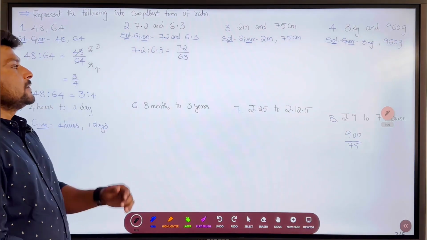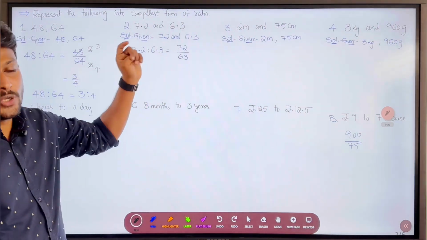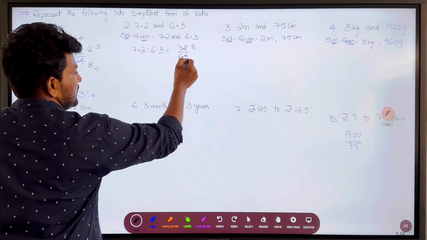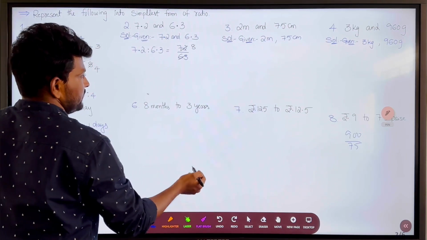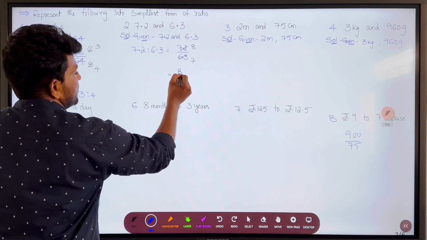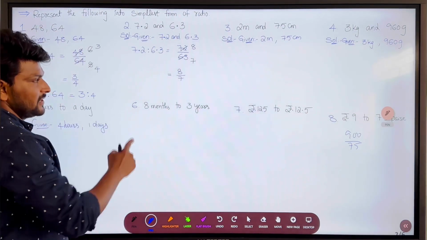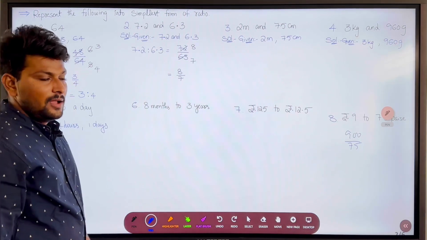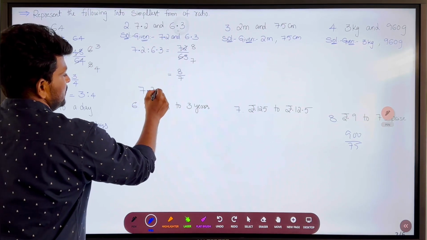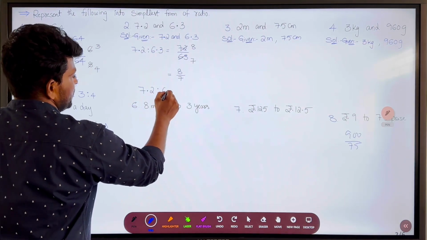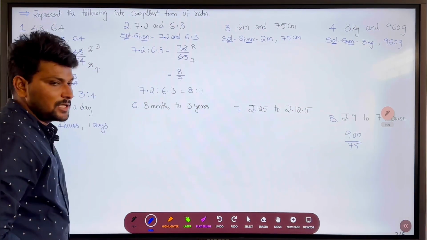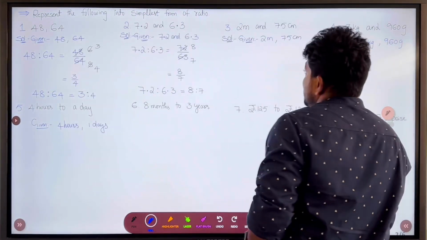So 72 and 63 get cancelled by 9, both numerator and denominator. 9 eights are 72, 9 sevens are 63. So it equals 8/7. You got that? 8/7. Can anything else cancel? No. 8 and 7 can't cancel with any number. So the answer is 7.2 is to 6.3 equals 8:7.